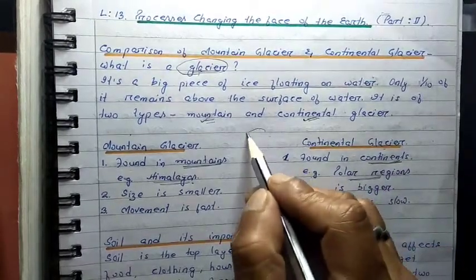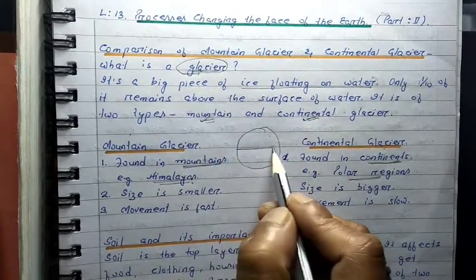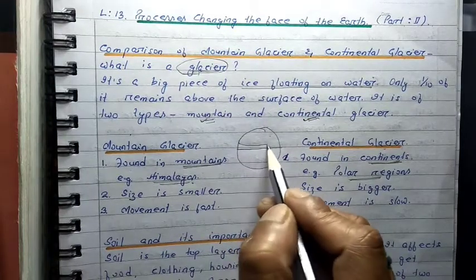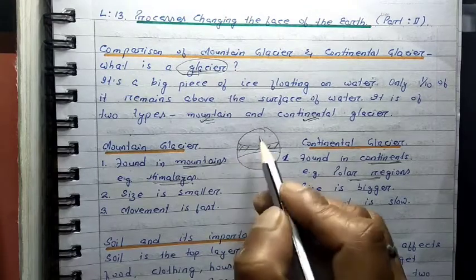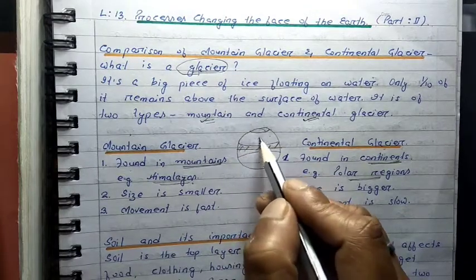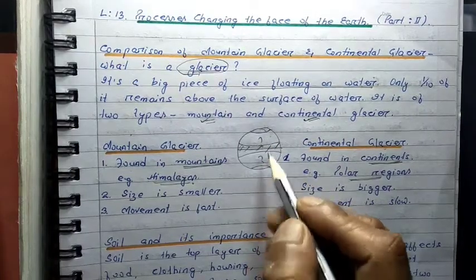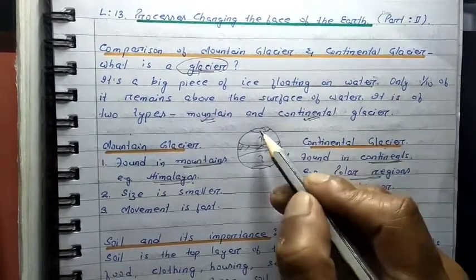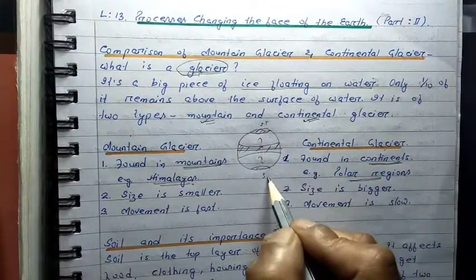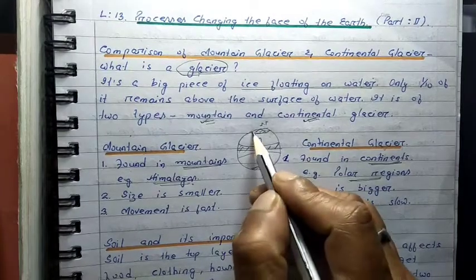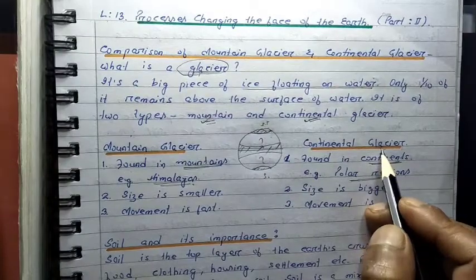In your class 6 geography, you have already learned that we can divide the earth into different heat zones. If this is the equator, this portion is the torrid zone. Then this portion in the northern hemisphere and this portion in the southern hemisphere are the temperate zones. You already learned this in class 6. This is the polar region. This is the North Pole and this is the South Pole. In these polar regions, some glaciers are found and they are known as continental glaciers.